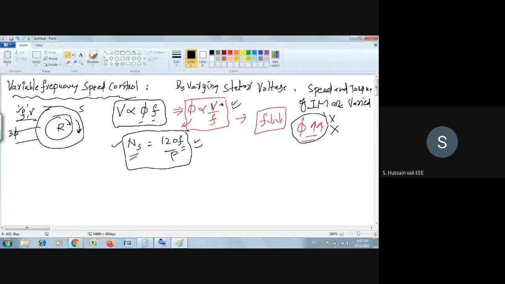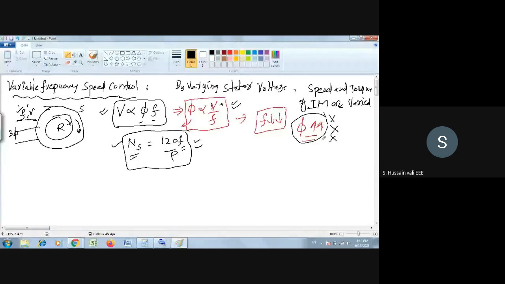But one problem we face, that problem we are discussing actually. Before we go to that problem, we know this equation very well, that V is proportional to phi into F. From this, phi is proportional to V by F. Now, varying the frequency, let me take one case: I decrease the frequency. When I decrease the frequency, what is supposed to happen? The flux will increase. But the increasing flux is not a correct one.